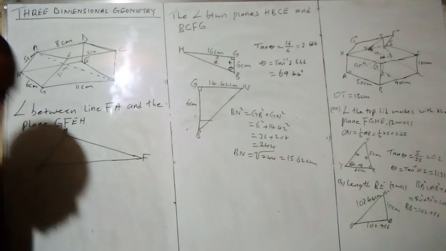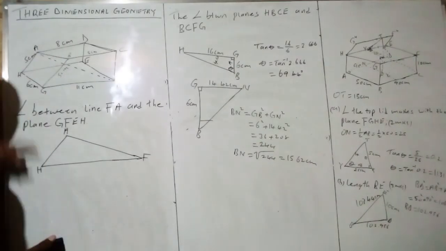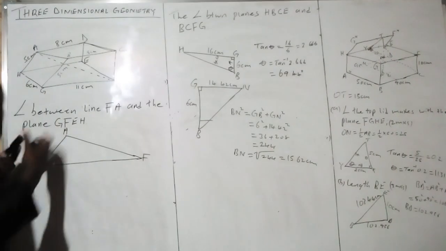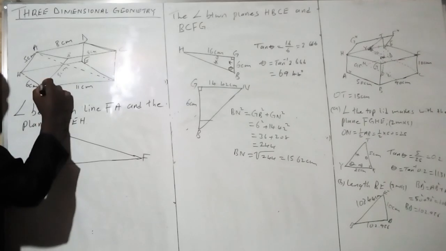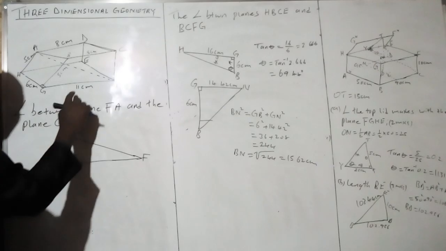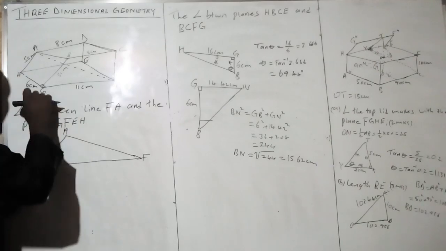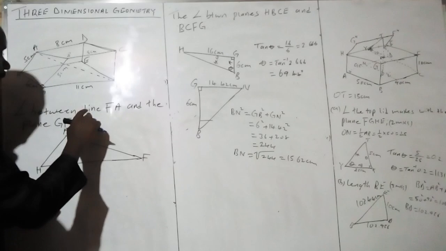But we don't know HF. How can we get HF? Since HGF is a right angle triangle, you can use Pythagoras. We are going to say 11 squared plus 6 squared, we get the square root of the answer. The square root of the answer will be HF.